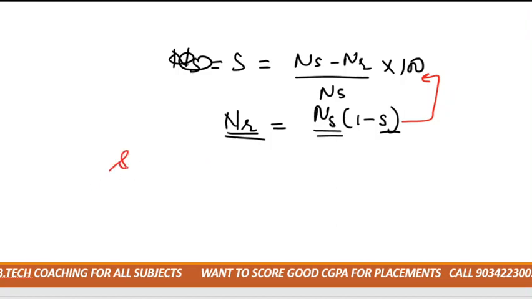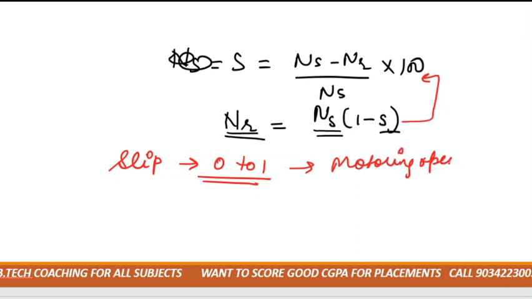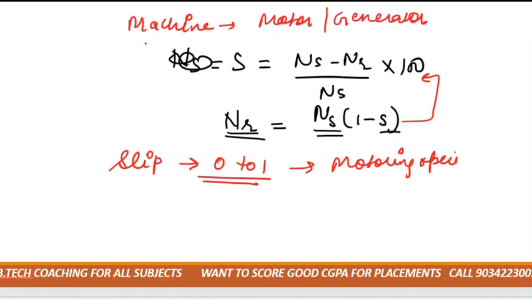Slip values always lie between 0 and 1 for the motoring operation. If you know about it, the same machine can work as a motor and also as a generator. Both constructions are the same, motor and generator construction is the same, only there is a difference in working principle. So slip values always lie between 0 and 1 in case of motoring operation.